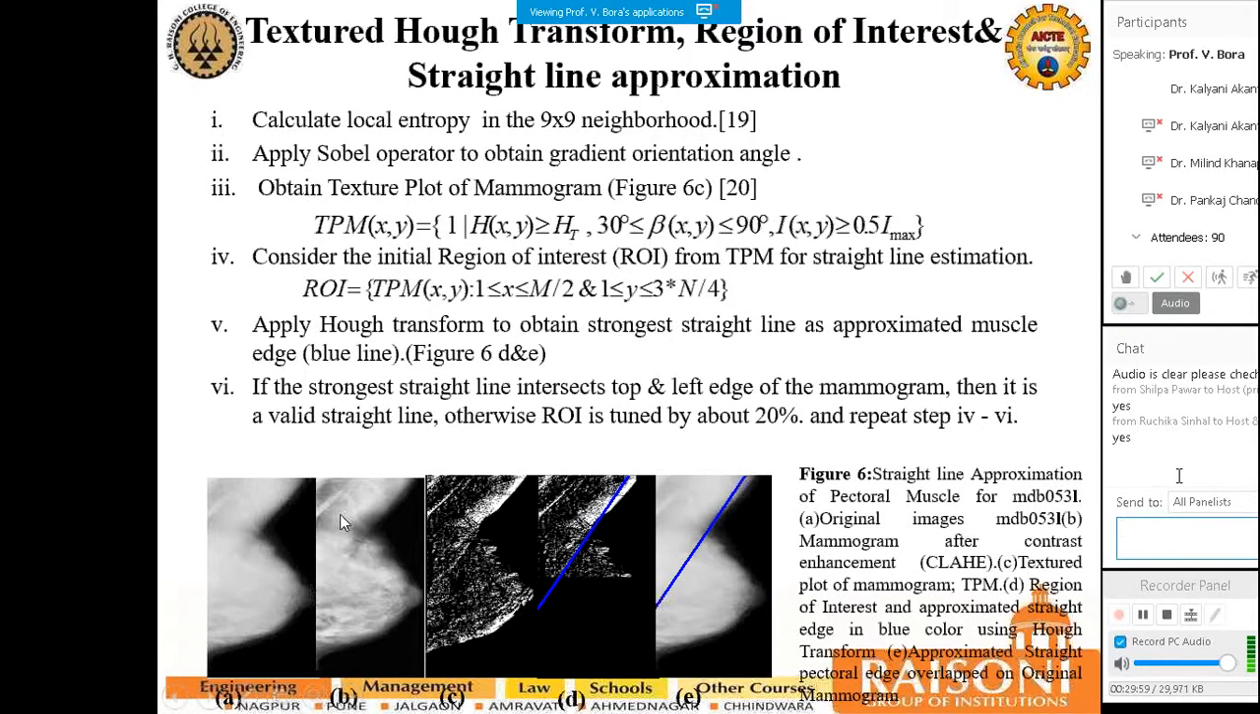And then we developed one texture plot of the mammogram. This is the original mammogram, but instead of working on it, we developed this plot, the textured plot of the mammogram, which will be called TPM. How was this calculated? It will be 1 for this criteria, where HXY is the entropy and HT is the threshold. This threshold was calculated from the local value, like 50% of the threshold value.